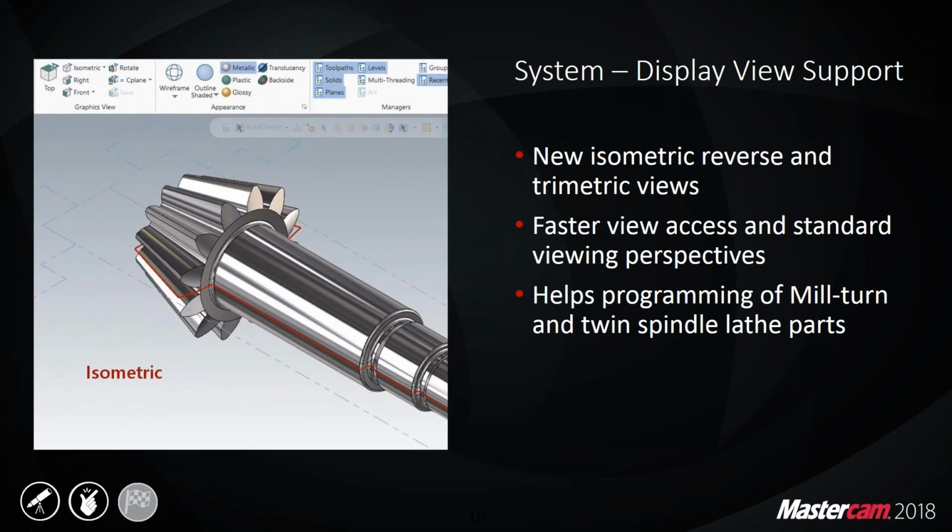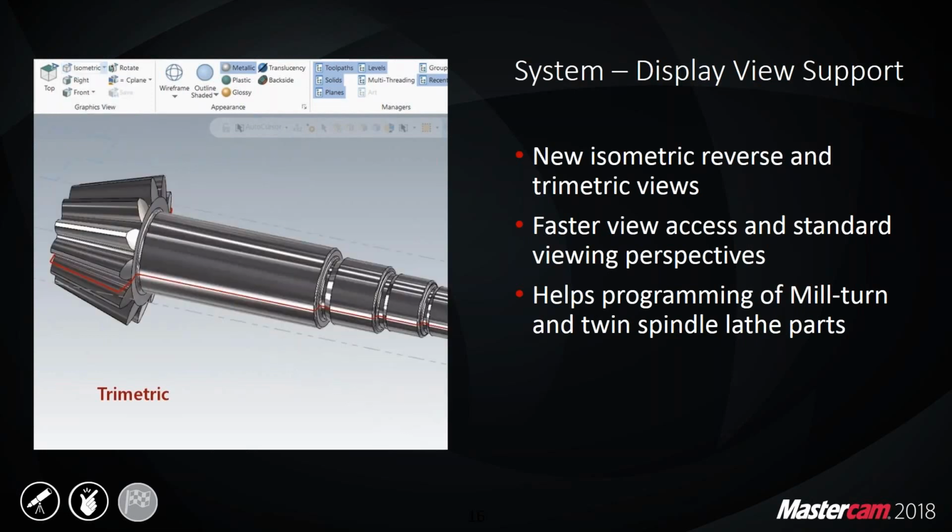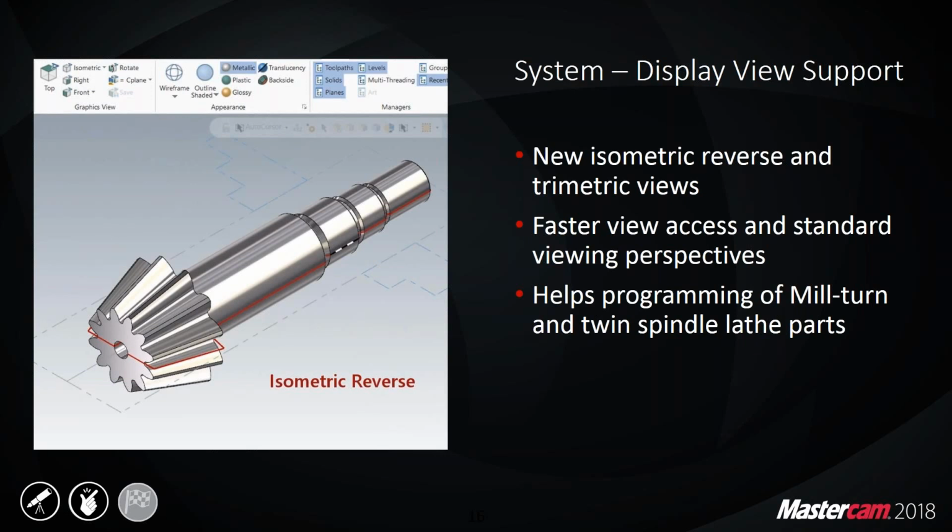They're not always the best, but those of you that have used full-blown CAD systems like SolidWorks or Inventor or Pro-E or something like that, we've added additional default view supports. This mainly helps for people doing multi-axis and mill turn type parts where you have the isometric, reverse, and trimetric views like that, but just a small enhancement for a view support that we probably should have had for a while.